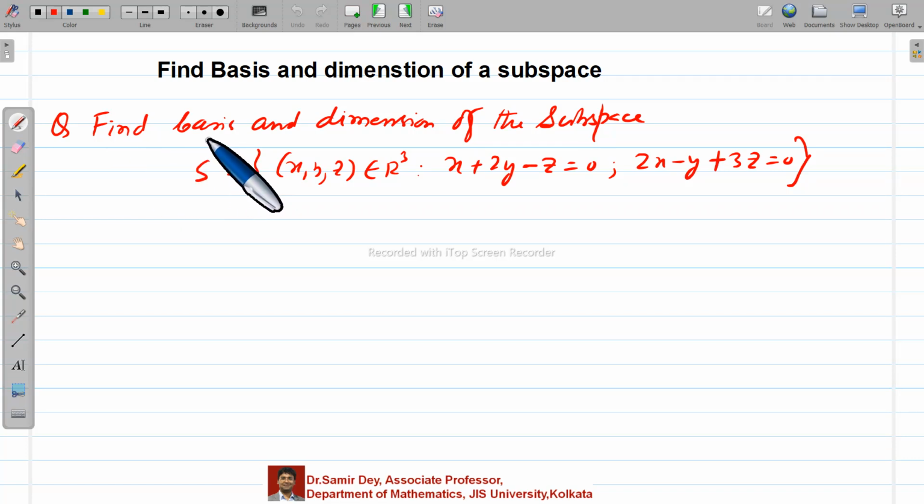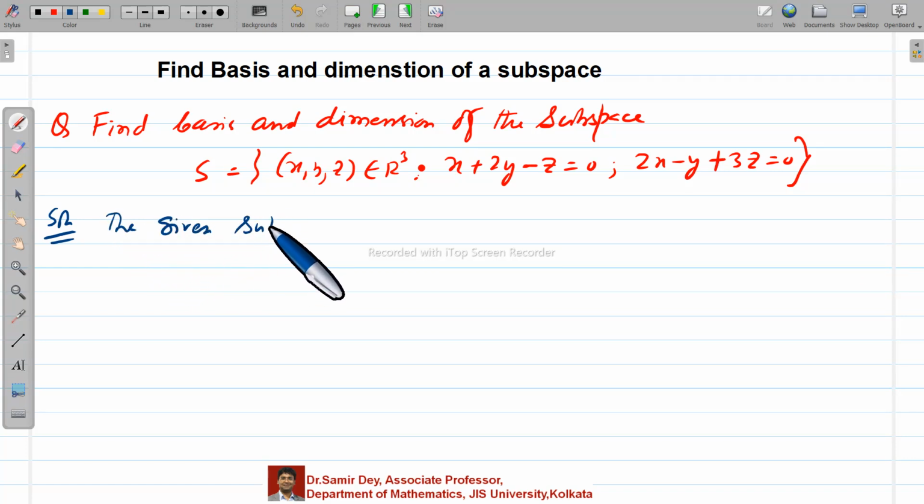Find the basis and dimension of the subspace S equals to {(x, y, z) belongs to R cube : x plus 2y minus z equal to 0 and 2x minus y plus 3z equal to 0}. Okay. So first, the solution.